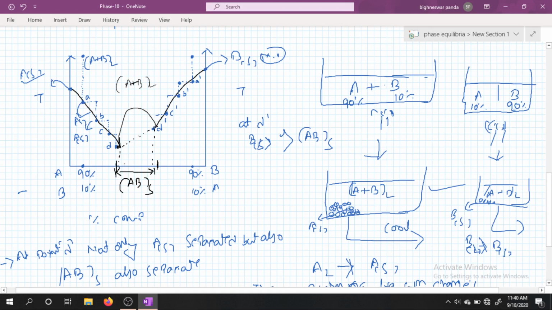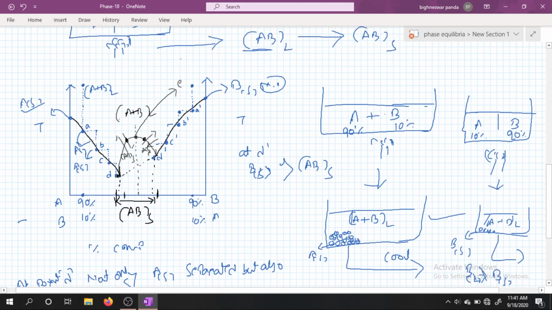Let us consider I have taken some compositions here, at this point and at this point. What happens here? Here A plus B liquid is in equilibrium with B solid, and here A plus B liquid is in equilibrium with AB solid. So now the question is, what is the point at which neither A nor B separates upon lowering temperature? So that is the point. Consider this point as E.